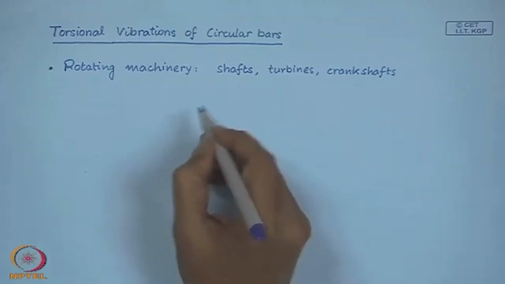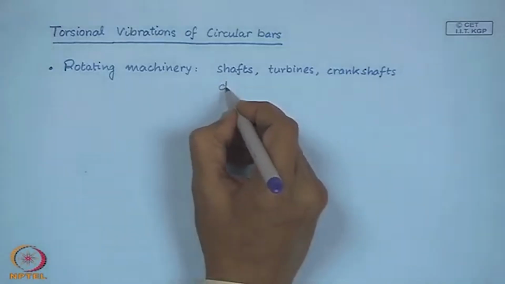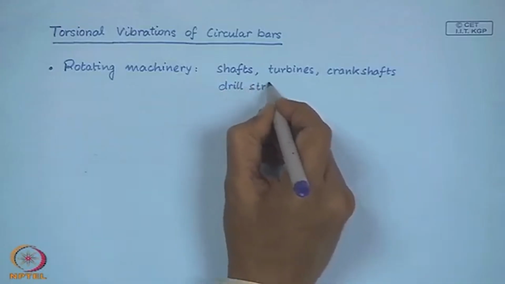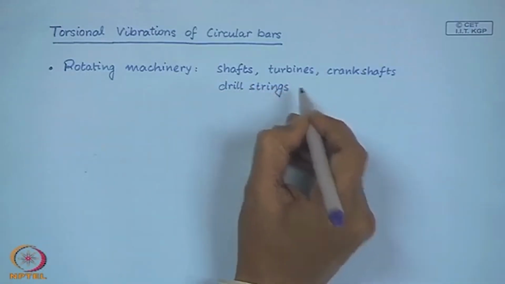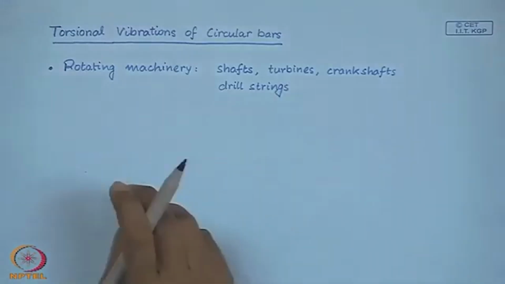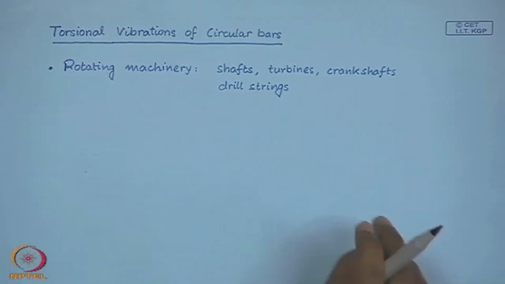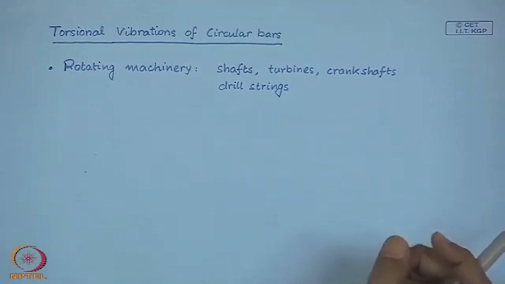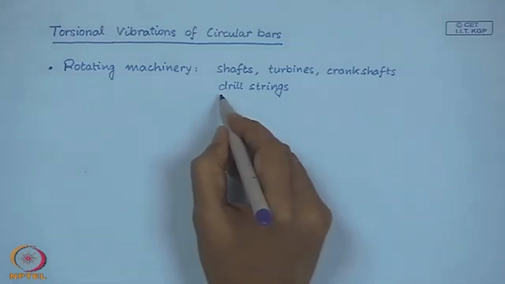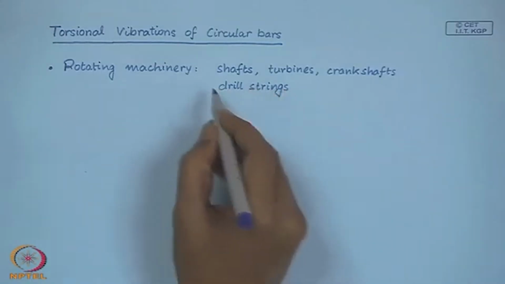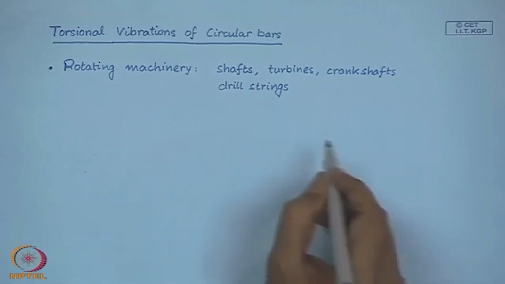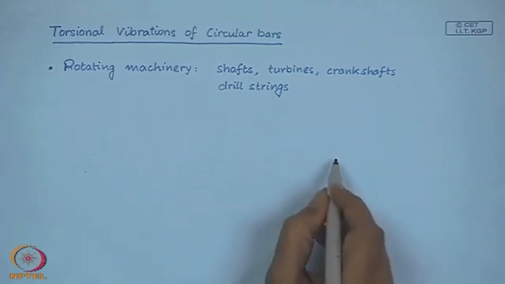in the dentist's drill. So in a dentist's drill you have a wire which is under torsion. These are called drill strings. They are also found in petroleum excavation and mining industries.